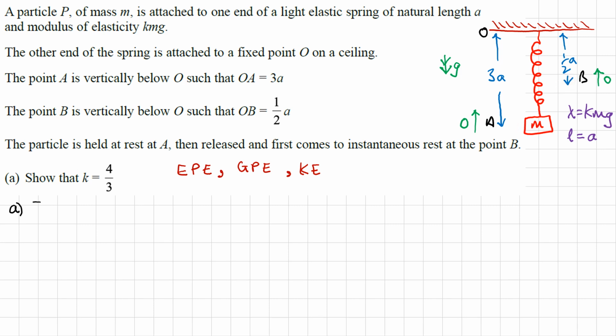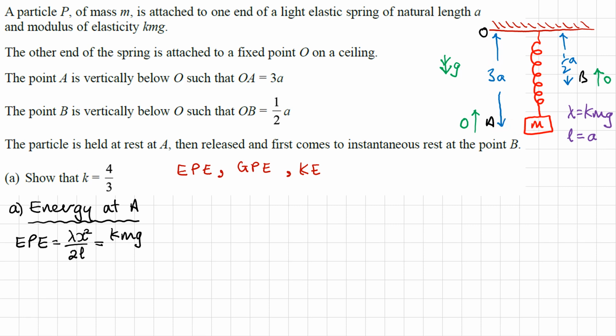Right, so energy at the start. So basically this is the energy at A. How much elastic potential energy is there, gravitational potential energy, and kinetic energy. So we'll start with the elastic potential energy. Now the formula for that is lambda x squared over 2L. So lambda is this kmg. x is going to be the extension. Now if the natural length is a and it's at this point, which is 3a, the extension is 2a.